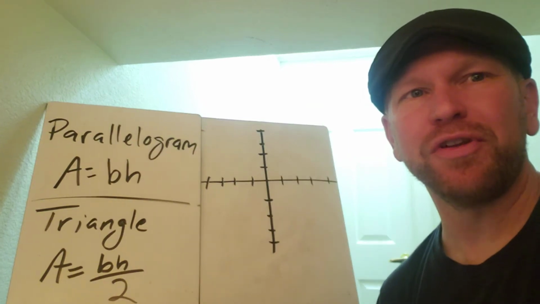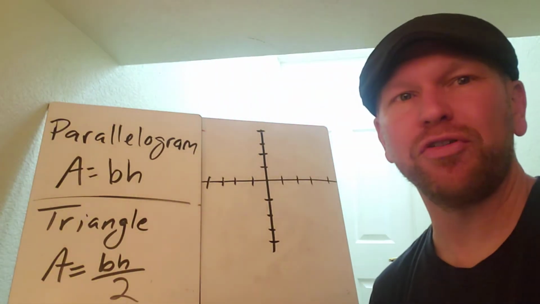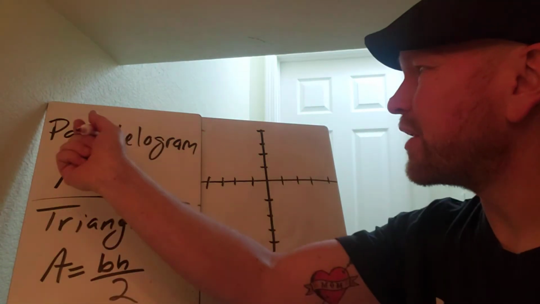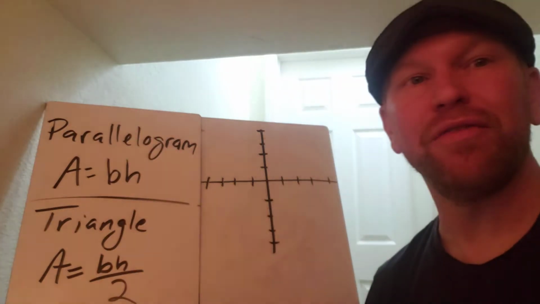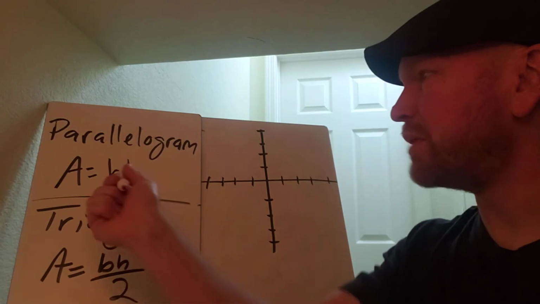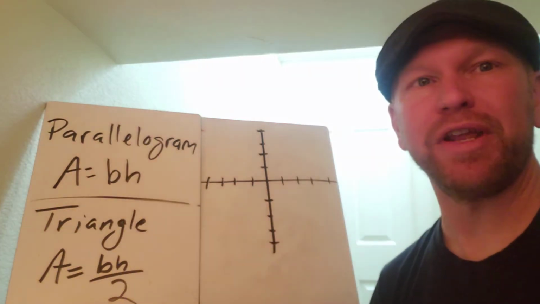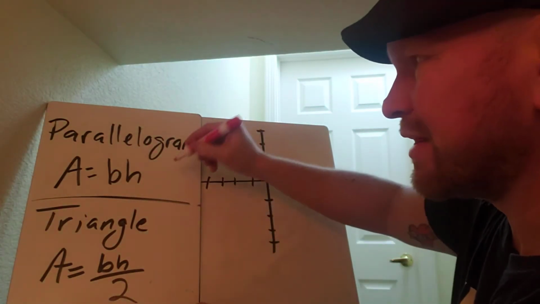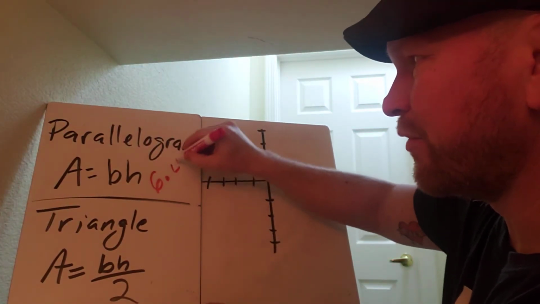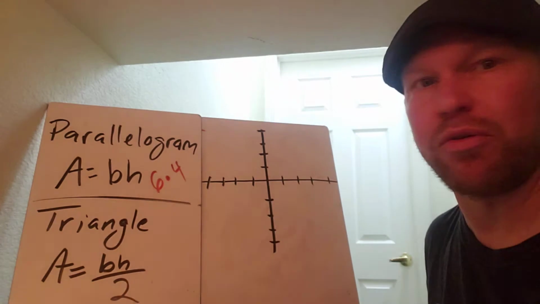All right, a possible solution for that challenge problem that I gave you most recently. We're looking for a parallelogram to have an area of 24. We know to get area, it's base times height. So basically, I just need the base and the height to be two numbers that can multiply to equal 24. I'm thinking I'm going to make the base 6, and I'll make the height 4. 6 times 4 is 24, so that will work.